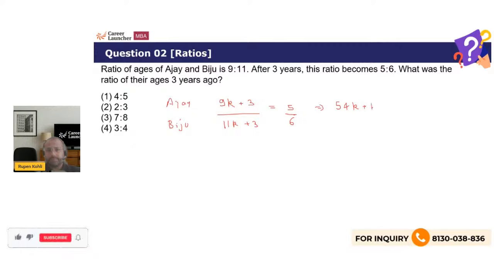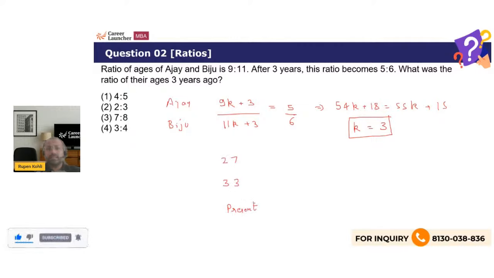So 9 into 6, 54k plus 6 into 3, 18, is 11 into 5, 55k plus 5 into 3, 15. So k is 18 minus 15, 3. Therefore, the present ages of Ajay and Biju are 9 3s at 27, and 11 3s at 33. These are their present ages.